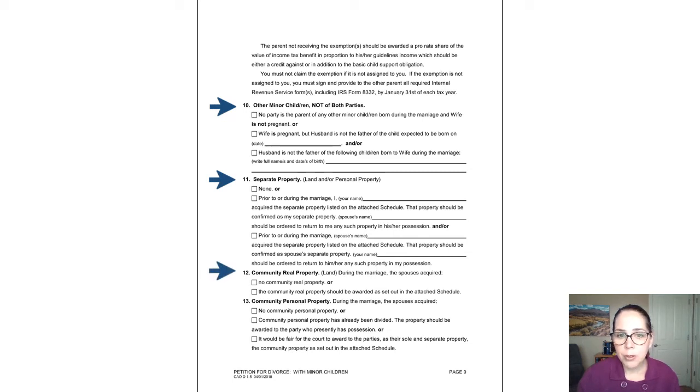Paragraph 12 is community real property. This is referring to any land or home that was purchased during the marriage. Paragraph 13 is any other property that's not land or home that was acquired during the marriage. This could be vehicles, household goods, retirement, anything of value that you would like to have a court order ordering who will be assigned that property.